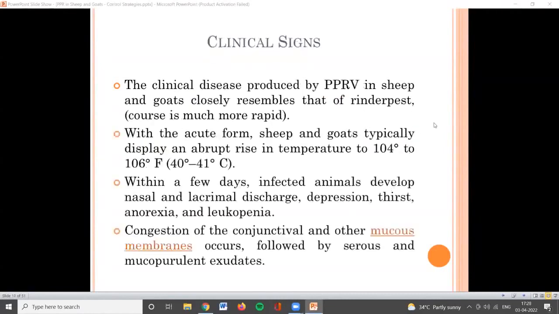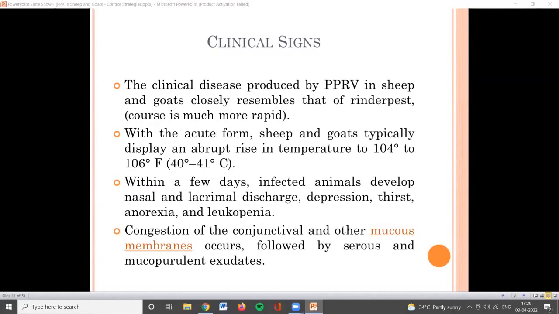The clinical disease produced by PPR virus in sheep and goats closely resembles that of rinderpest, but in the case of PPR, the course of disease is much shorter than rinderpest. That is within 1 week, while in rinderpest the course of disease is more than 1 week.